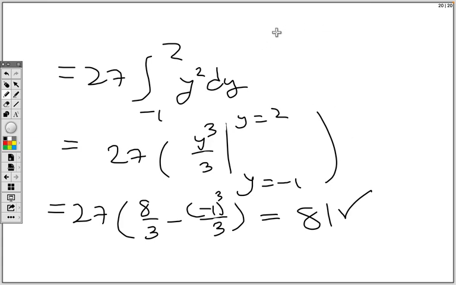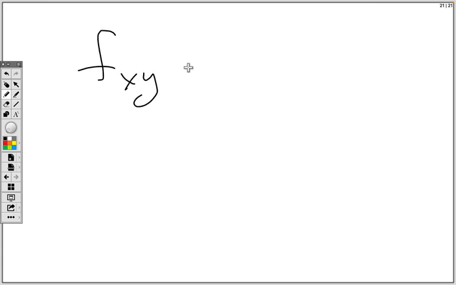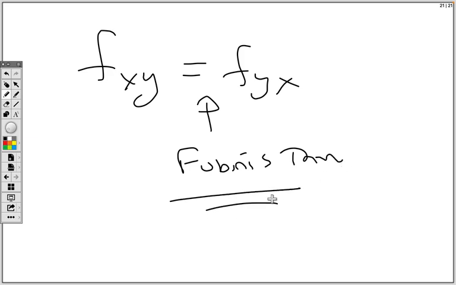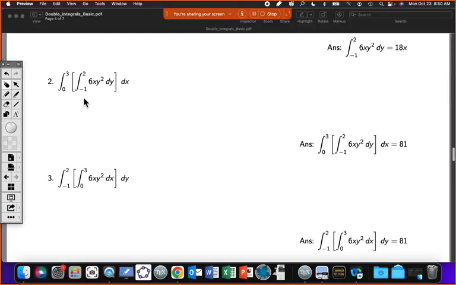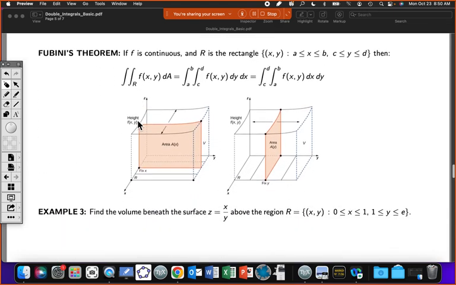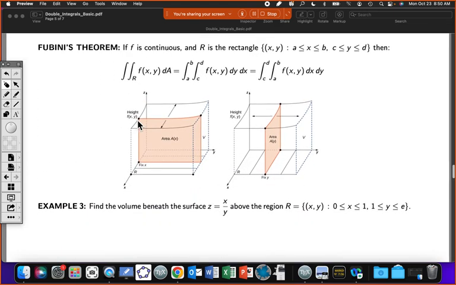Now we had a theorem back in chapter 15 that said the order of the partial derivatives didn't matter as long as the partial derivatives were continuous. That was Fubini's theorem. And I mentioned at the time there's a couple different ways to go about showing you why this is true. Well, we can show this is true I think more easily using integrals. That's Fubini's theorem.